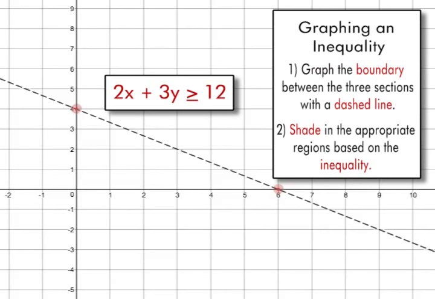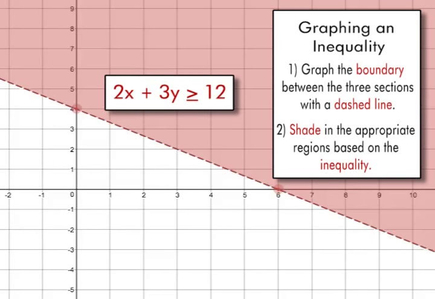And now I have my 3 regions. I have the greater than section, I have the equal to section, and I have the less than section. So what I'm going to do is shade in the appropriate regions based off of my inequality. I know I want the greater than section, this area right here, and I want the equal to section. So that dashed line I'm going to fill in as a solid line. And now I have graphed that inequality. Again, just graph your boundary condition, shade in the appropriate places.